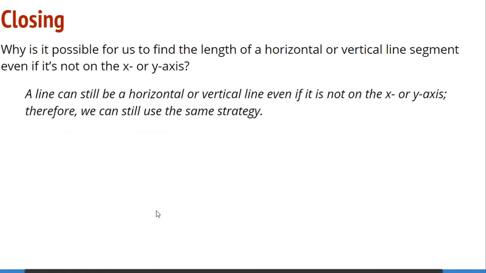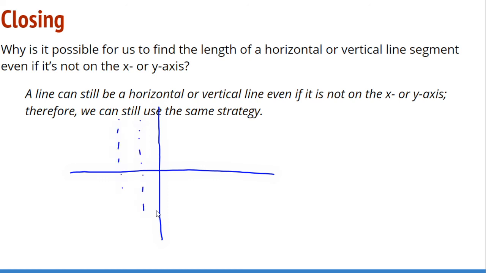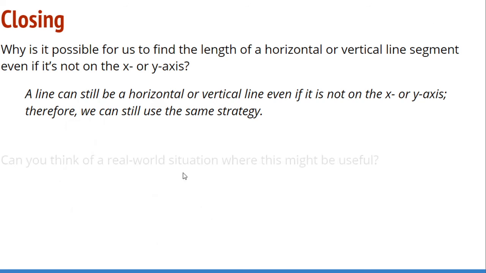Well, a line can still be a horizontal or vertical line even if it's not on the x or y axis. These aren't the only two horizontal and vertical lines in existence. There are lots and lots of vertical lines out there, and there are lots and lots of horizontal lines out there. So we can use the same strategy to find their distance. We use those absolute values.